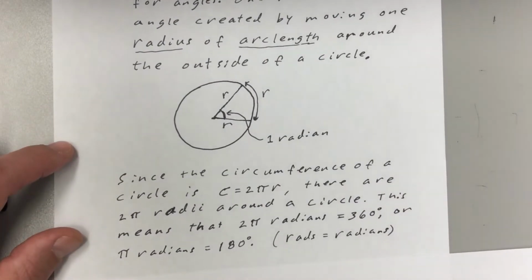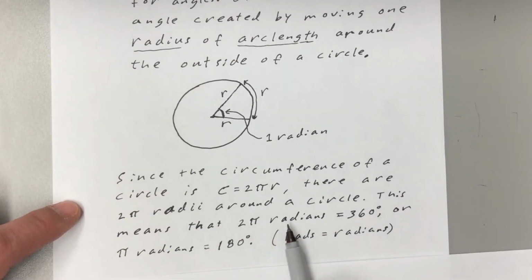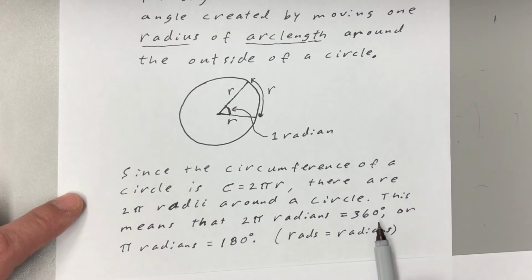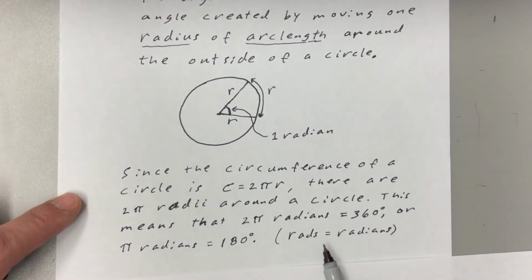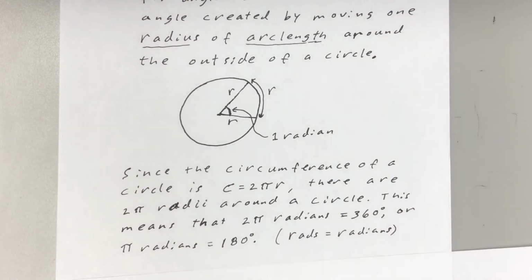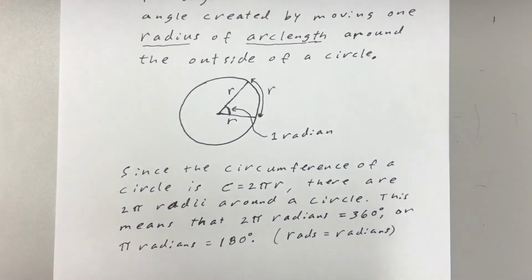Okay, and this means that 2 pi radians as an angle measure is equal to 360 degrees. It's easier to look at pi radians then. So if 2 pi is 360, then pi radians is 180 degrees. We're going to write rads as radians for the next slides. Okay. Now, we want to convert degrees to radians and see what that looks like.